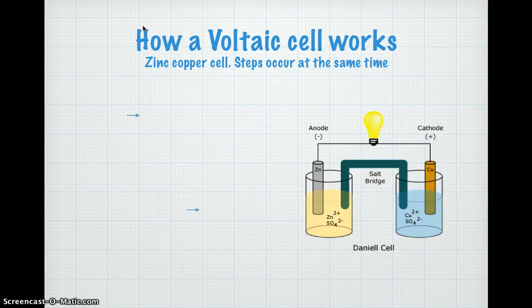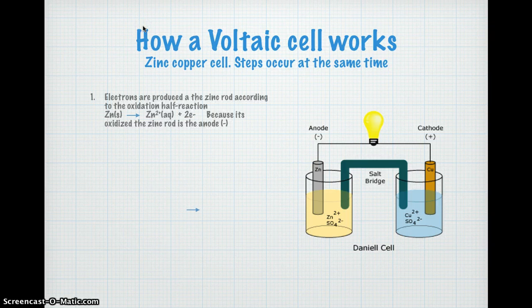So over here you have a voltaic cell. It is a zinc copper cell. And these steps are not in order. They are always occurring simultaneously. And what we have here is a light bulb attached to the wire so that when the circuit is completed, the light bulb will run. You could have a voltmeter there that would measure the amount of power that you're getting through it. Sometimes a voltaic cell is called a Daniell cell as well.